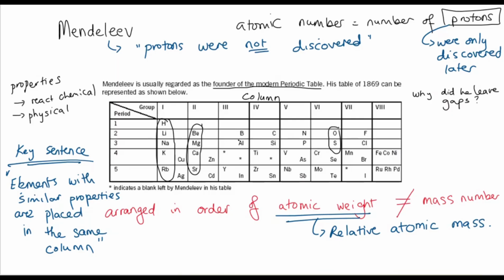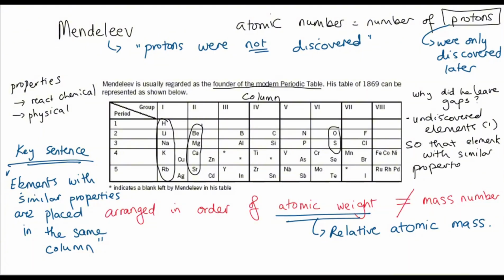Back in the days, they hadn't discovered all the elements. So these gaps are for the undiscovered elements. So that, look at the keyword, right? So this will give you 1 mark. So that elements with similar properties can be in the same column, right? That will give you your 2nd mark.